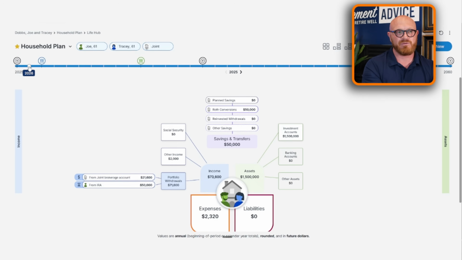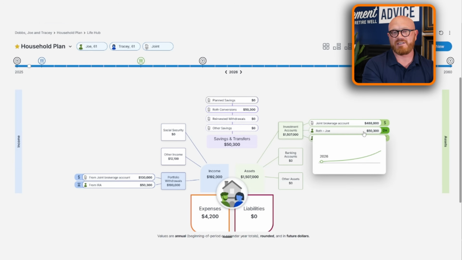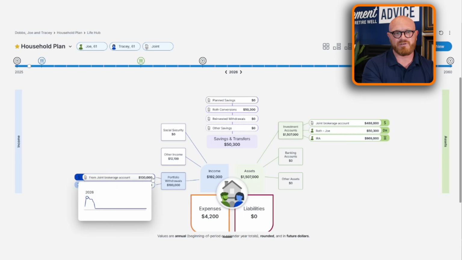Okay, in year two, let's take a look. For 2026, out of their portfolio, we have $130,000 coming from the brokerage account and $50,300 coming from the IRA. But again, that $50,300 is being converted to a Roth, and you can see here it's just going into their Roth IRA. They're not spending that money, so we don't have to worry about that. We just have to worry about what's being spent here, so the $130,000.